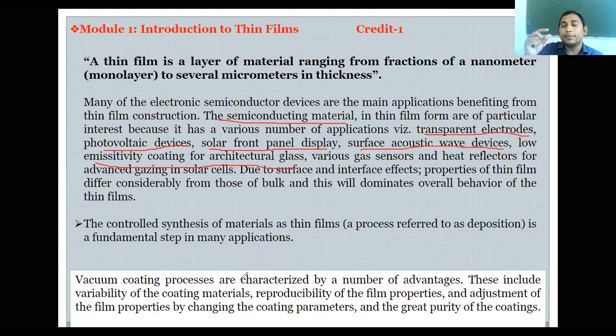What is the thickness of that particular layer? Depending on the thickness of that layer, the application was produced. Getting my point? Monolayer or multi-layer thin film, we can produce, we can develop, no problem.